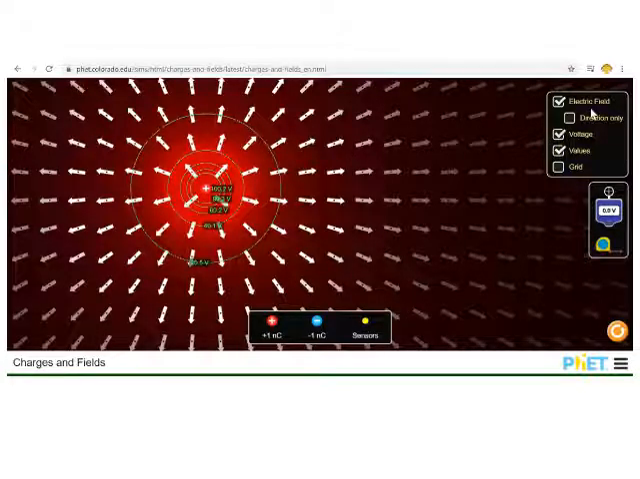So I think this shows what I tried to draw in the previous slides. This is a great simulation and I encourage you to try it and get a sense of equipotential maps.